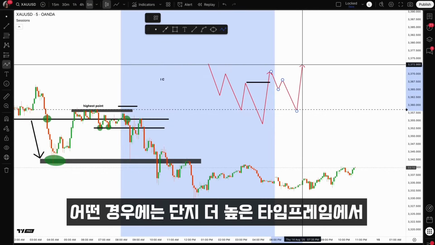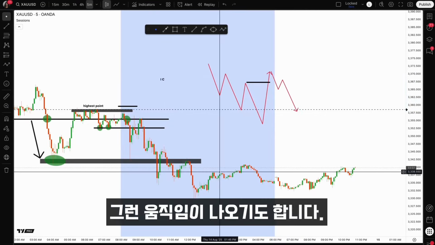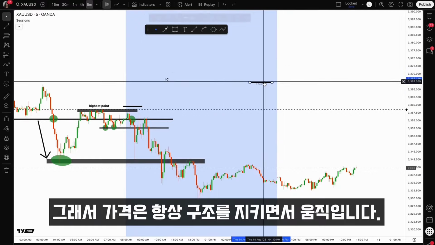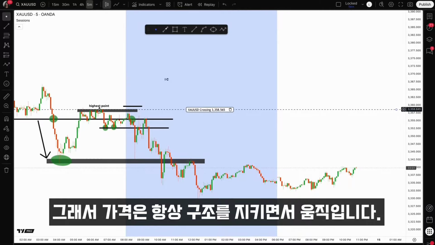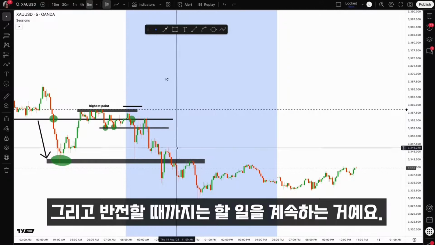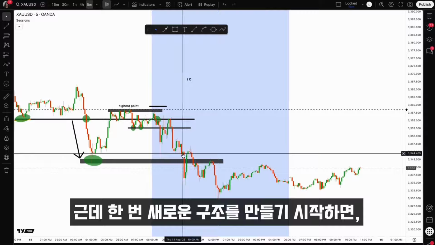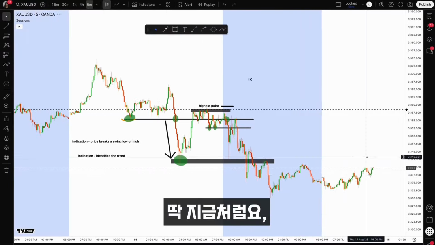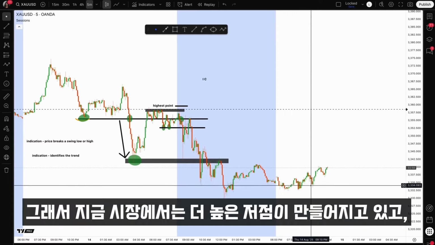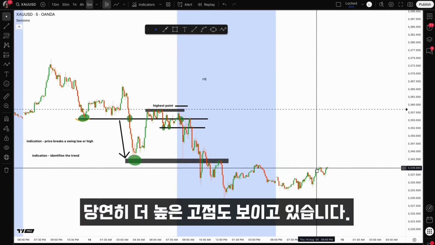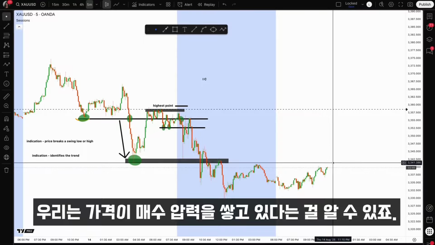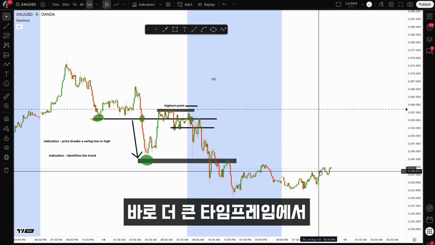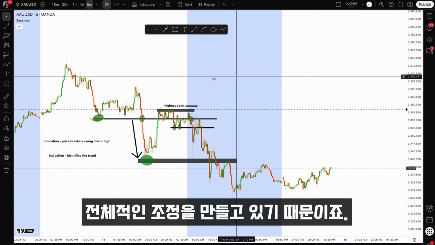In some cases, that will be just because the higher time frame needs a pullback. But in most cases, you won't see this too often, right? So you'll always see price respect the structure and continue to do what it needs to do until it's time to reverse. Once price starts building different structures and it starts reversing, kind of like now, right? So you see higher lows being built in the market, and you can also see higher highs in the market. You can assume that price is going to start building up buying pressure. But this could also be because of the higher time frame making an overall correction itself too.